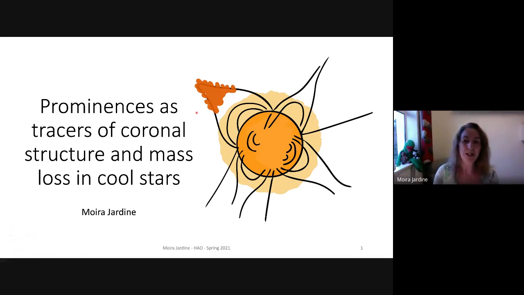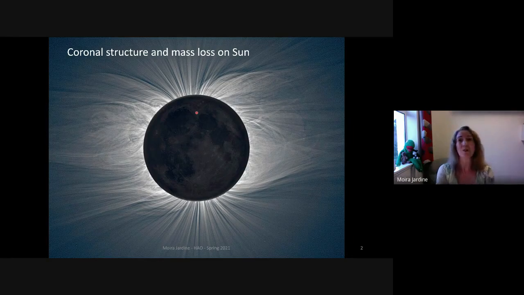But let's start by looking at the sun and what we know about the sun's coronal structure. This is a beautiful 2D image of what is a very three-dimensional structure. We can see the closed magnetic loops here confining the coronal gas. And we can see these radial structures here, which are the open field lines where the sun is losing mass in its wind. But of course, the sun doesn't always look like this. The sun changes through its magnetic cycle, and its coronal magnetic field and its wind change as well.